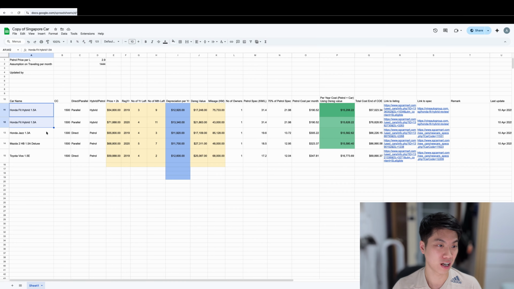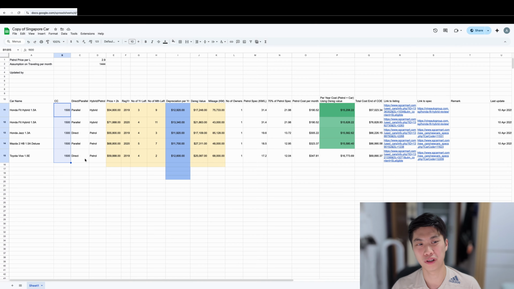So I just put in the car names, and after that the CC, which shows how much power the car can produce when you press the gas. Then, is it a direct or parallel importer? This is particularly important if you prefer a direct importer. My Honda Fit is a parallel importer, meaning you can't really do servicing at Honda Singapore, but in Singapore there are a lot of mechanics lah, so you can service there. So this is the price plus 2K.